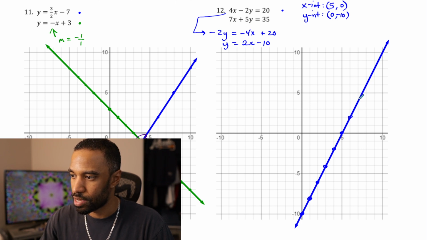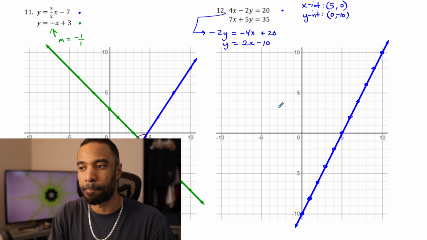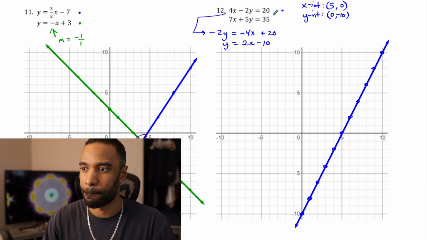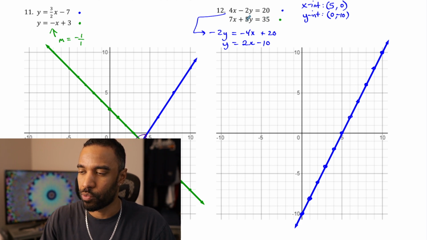Rise 2, run 1, rise 2, run 1, and yeah, it looks like mine was also pretty accurate at the time. So whether I do standard form or slope-intercept form, it looks like things panned out for me pretty okay. All right, let's do this one in green, this bottom one here.